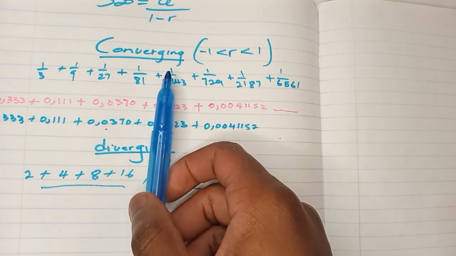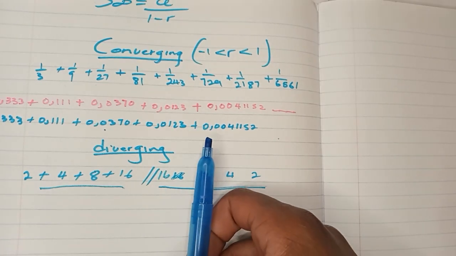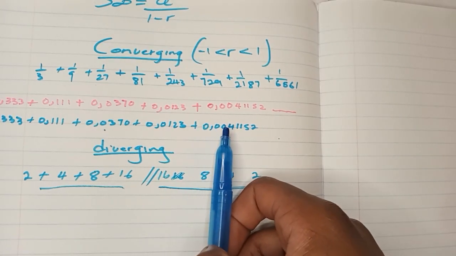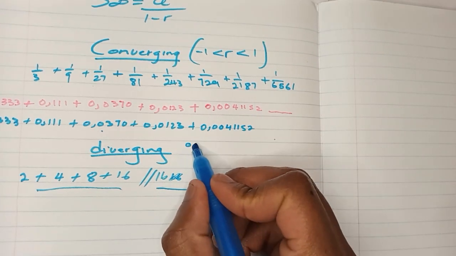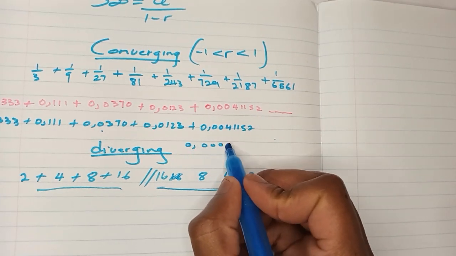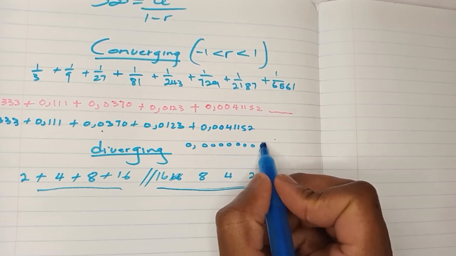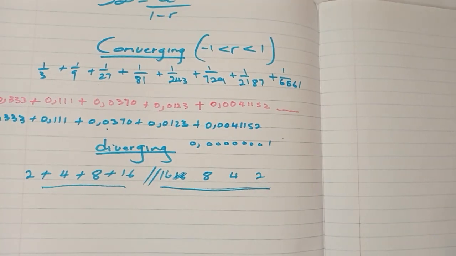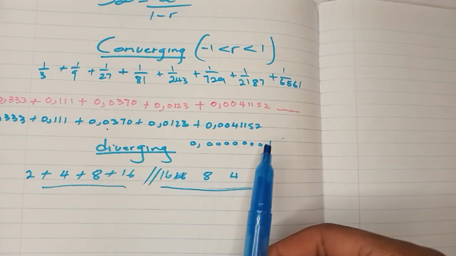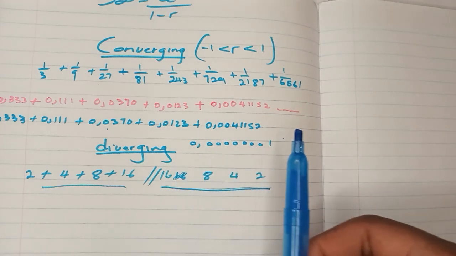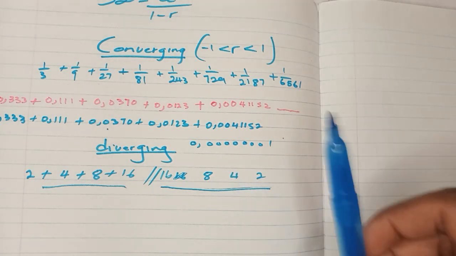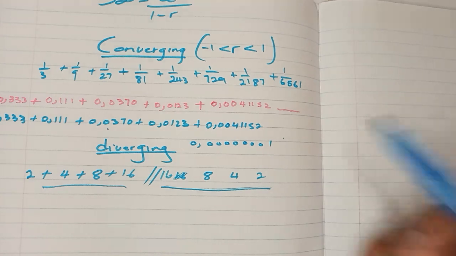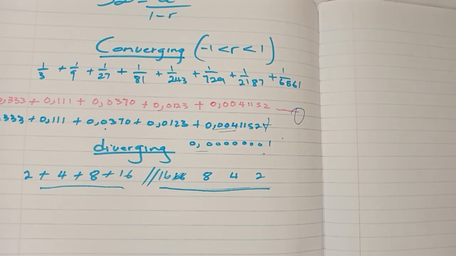And if you look at 1 over 243, it became 0.004152. At some point it is going to be something like 0.000000. Now in real life, if you think about it, does this make any difference to any number? No, it doesn't make any difference. So that's why for this one we can actually conclude by saying the sum to infinity is going to be 0. So that is actually the difference between converging and diverging.